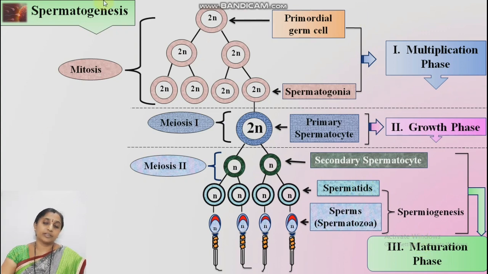So spermatogenesis includes 3 phases. Multiplication phase, which includes mitosis. The primordial germ cell undergoes mitosis to form many spermatogonia. Spermatogonia further form the primary spermatocyte, which is in the growth phase, and which undergoes meiosis 1 to form the secondary spermatocyte, which is haploid. The secondary spermatocyte undergoes meiosis 2 to form the spermatids. Spermatids undergo spermiogenesis and form the sperms or spermatozoa, the male gamete, and it is the maturation phase.